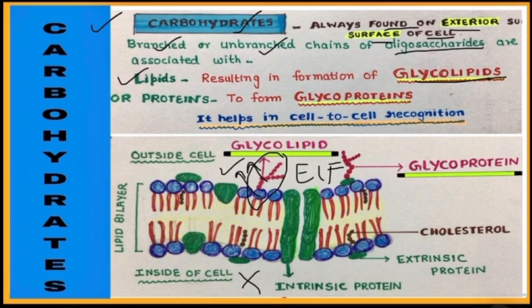Or they may be associated with proteins to form glycoproteins. See here, this is glycoprotein, this is protein, this is the carbohydrate. They together form the glycoprotein. Now, what is the use of these carbohydrates? They help in cell-to-cell recognition.